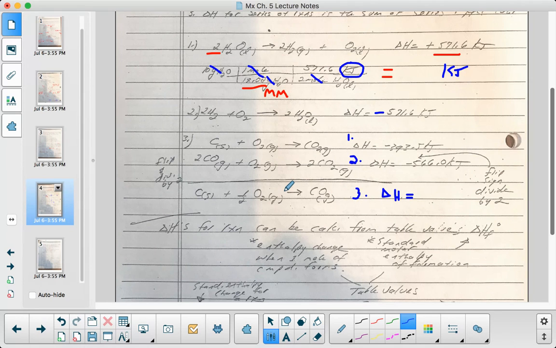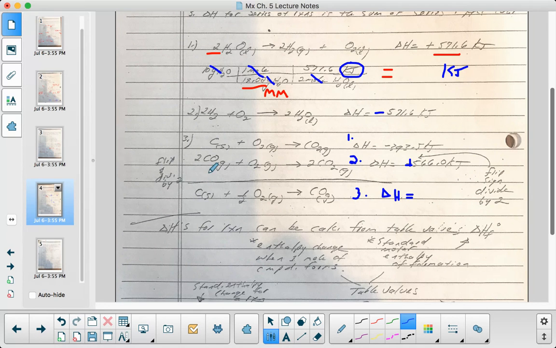So if I look here, I see that my first one, my second one, I would have to change the direction of it. So if I change the direction of this reaction, I change the sign to positive, and then when I add these two equations up, I should end up with that third equation.